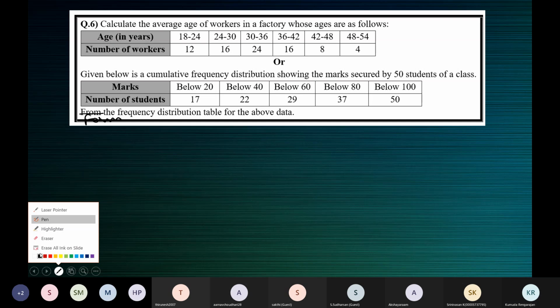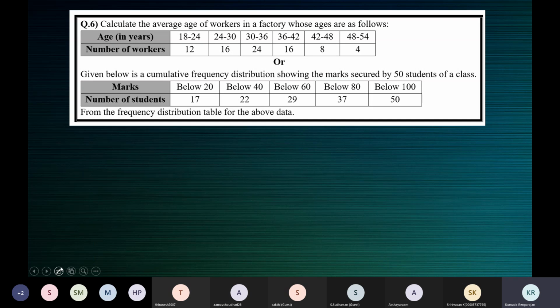So see, one small mistake makes a big difference. Form the frequency distribution table for the above data.